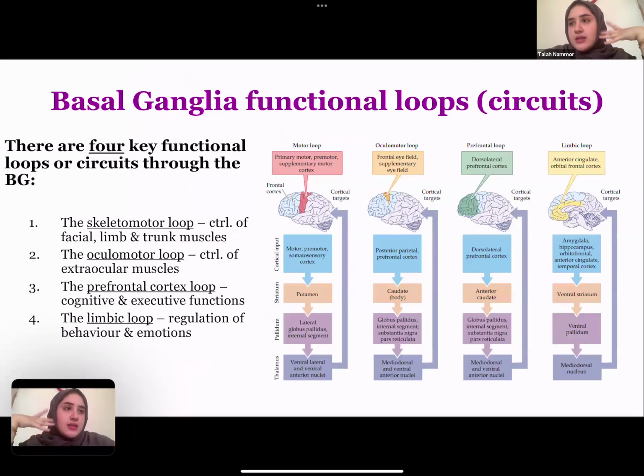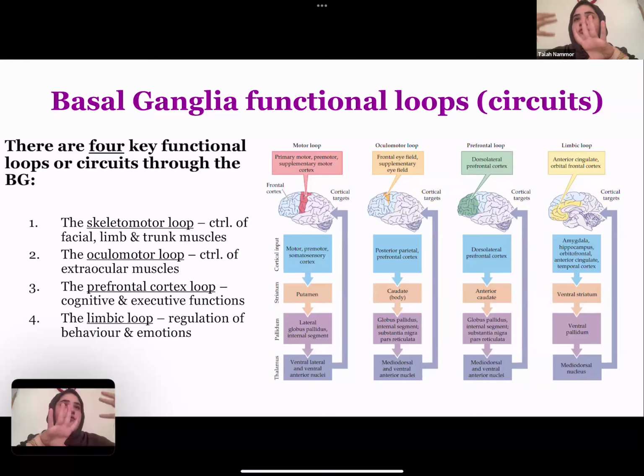Lastly, there is this slide, which I don't understand why it's so important, but just know that we have four key functional loops that go through the basal ganglia. The skeletal motor loop has to do with the skeleton and motor function, so movement of the limbs, trunk and facial muscles. Then we have oculomotor, which has to do with the eyes, prefrontal for cognitive, and then the limbic, which is regulation of behavioral emotions. You just memorize it. Just know that we have four, and from the name you can know what each one is.